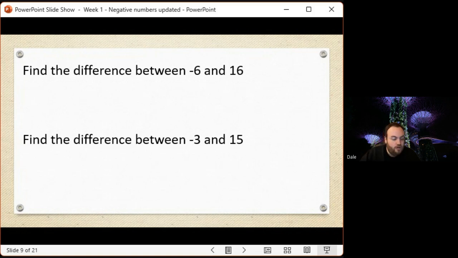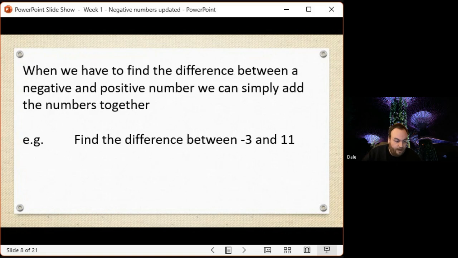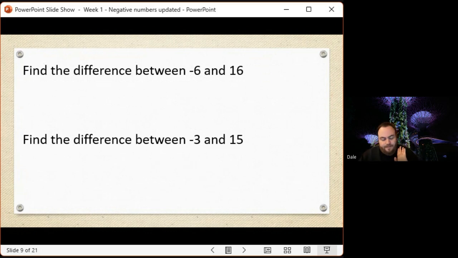Well done. Who can tell me the difference between -3 and 15? And explain to me how they're working their answer out. Vishnu. It's 18 because if you add 3 and 15, it equals 18. Good, there we go, wonderful. So if I've got a negative and a positive number and I want to find the difference, I forget about the minus there and I just add the 2 numbers together. So 15 and 3 together is 18. So the difference between -3 and 15 is 18.